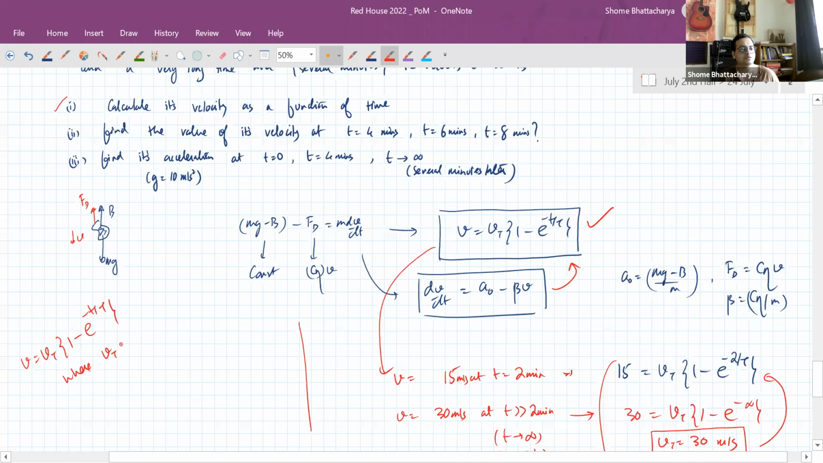where the numerical value of terminal velocity we now know is 30 meters per second, and this time constant tau is 2 divided by 0.693 minutes, or nearly 3 minutes. Calculate approximate values. Okay, so that's done, the first part. Now we have to find the velocity at all these different times.